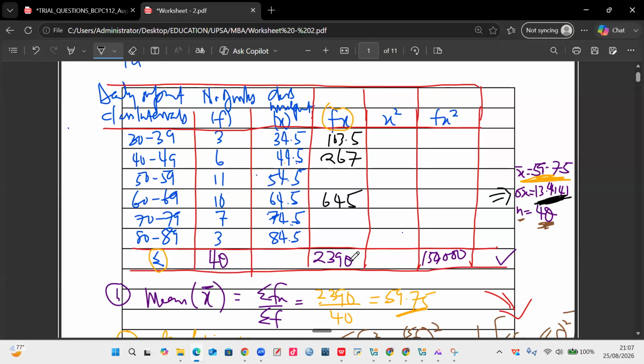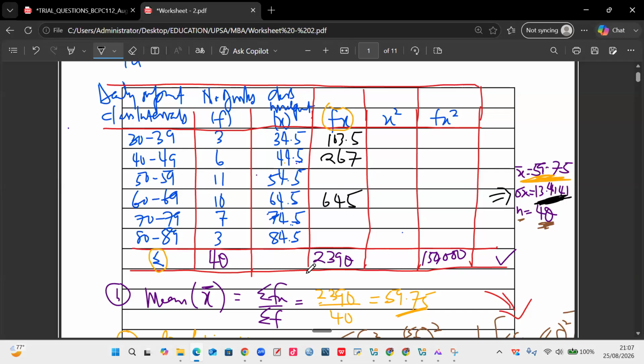You are wasting time. If your x values and f values were correct, your 2390 and 150,000 should also be correct. So don't finish and say that you want to check whether the totaling is correct. You don't have time. That is why you have from today till Friday to practice.